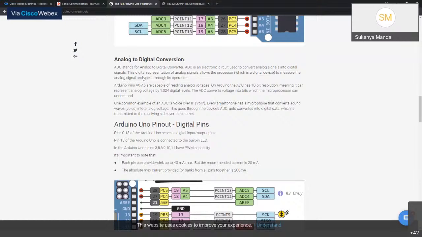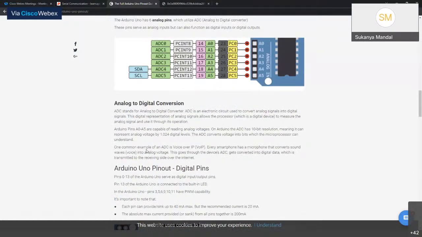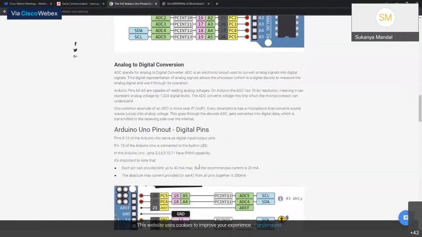Now, there's a possibility to do analog to digital conversion as well, basically within the Arduino itself. Arduino pins A0 to A5 are capable of reading analog voltage, and on Arduino the ADC has 10 bits resolution, meaning that the analog voltage can be represented by 1024 digital levels. The ADC, or the analog to digital converter, converts voltage into bits, which the microprocessor can basically understand.